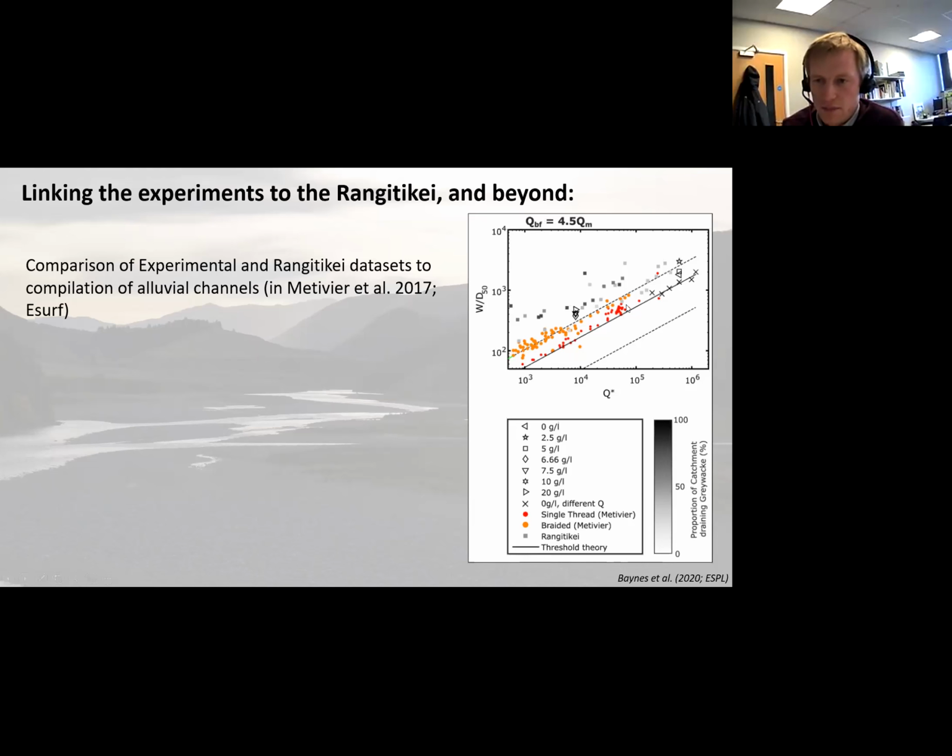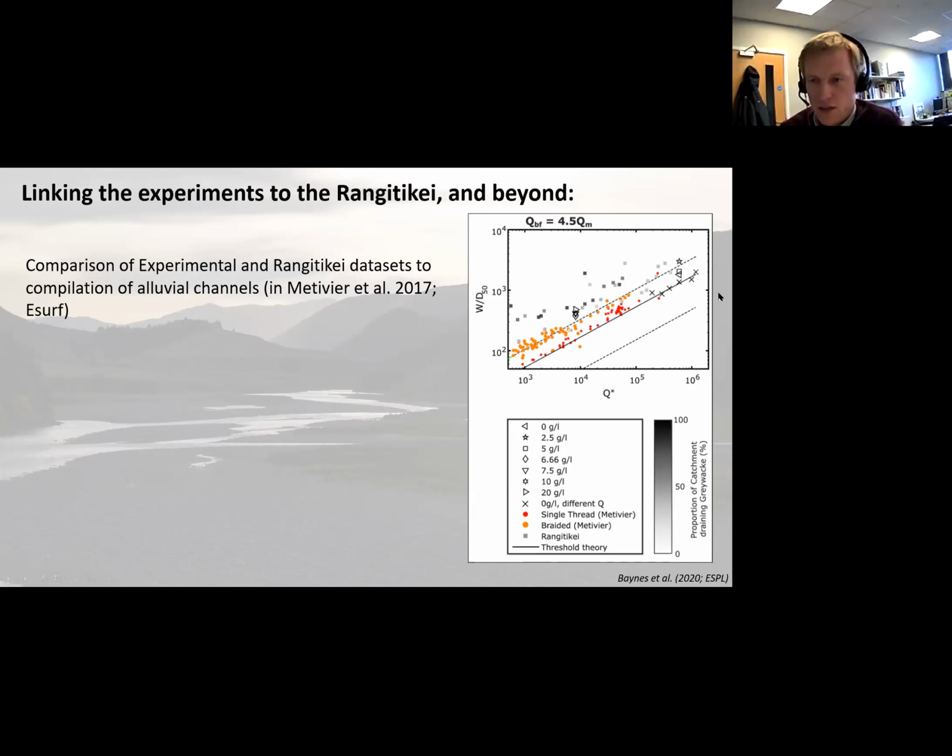And then the red points are the points from the Métivier compilation based on the single thread values, and the orange are then the compilation based on braided channels, suggesting that as you have a higher sediment supply, you move away from the threshold theory and you get a transition in the morphodynamic behavior.